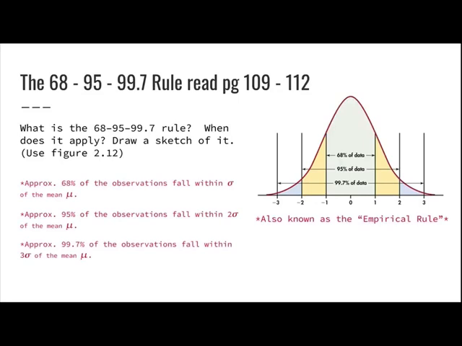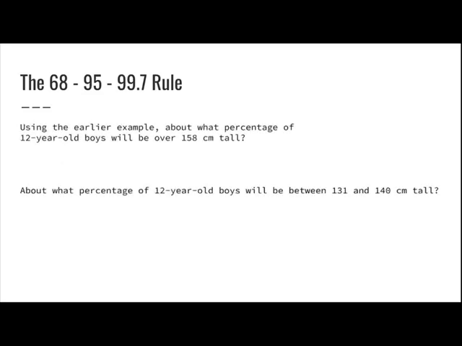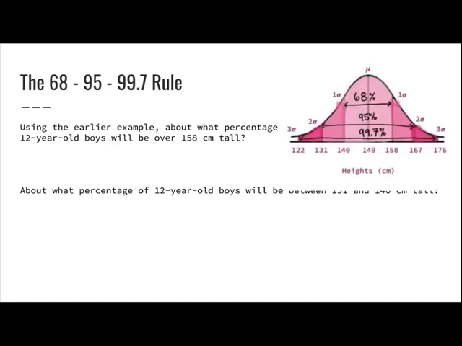So 68% of the observations fall within one standard deviation of the mean, 95%, 99.7%, you get it. And this is going to apply to all normal distributions. So using the earlier example, about what percentage of 12-year-old boys will be over 158 centimeters tall? So this is the chart from before, and we're looking at over 158 centimeters tall. All right, so that's 158 and on.